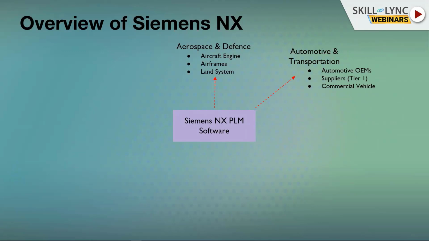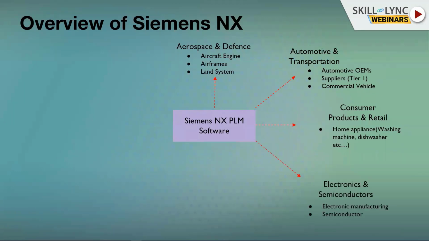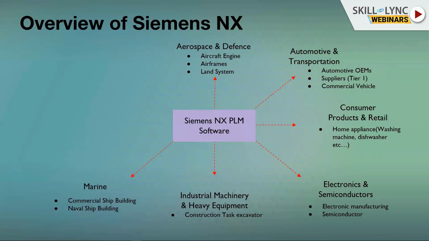And also it is used by commercial vehicles like trucks and buses. It's also used by consumer products and retailing like home appliances, washing machine parts, dishwasher, where you see most of the parts are plastics, right? Also used in electronics and semiconductors, industrial machines and heavy equipment. Like with the motion simulation, it's easy to do the packaging with the excavator mechanism, what is the angle of the movement, how much it has to rotate, etc. So this can be done in motion simulation and also used in marine, like commercial shipbuilding and also in building a naval ship, both for commercial and marine.